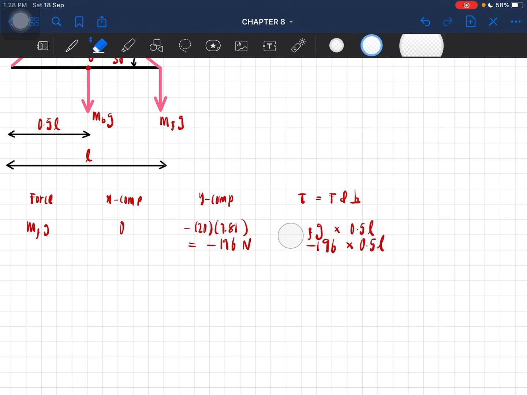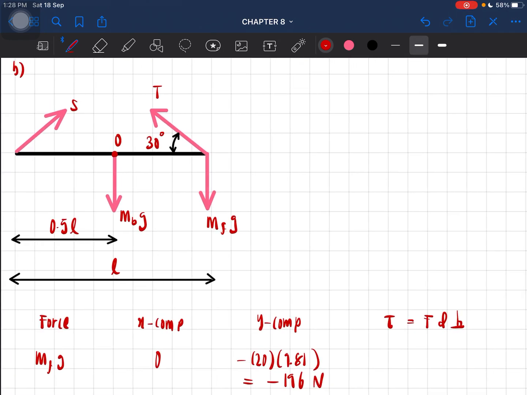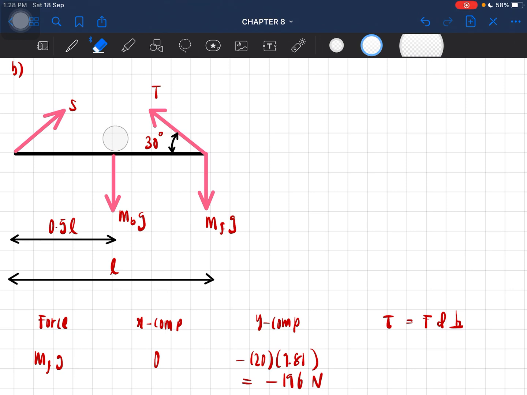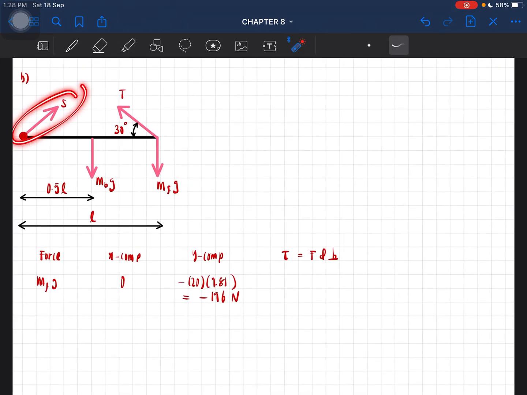Oh, I am choosing the wrong point. Sorry, wait, let me redo it first. So instead of letting point O be this one, we should actually let it be here. Sebab sekarang ni kita tiada value of S pun, kita tiada the angle semua, so we should put the point where we don't have any values. Okay, so kita akan let that equal to the rotation axis. Kenapa? Sebab kalau kita cari torque, dia akan directly equal to 0 lah, torque untuk this point here.